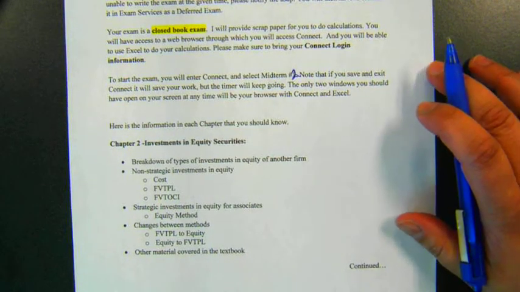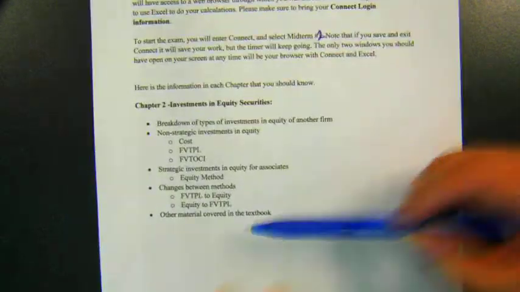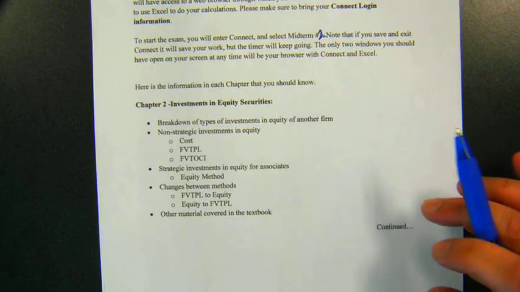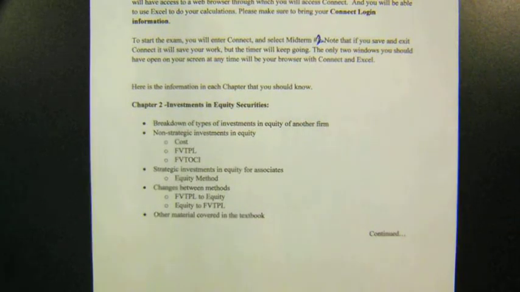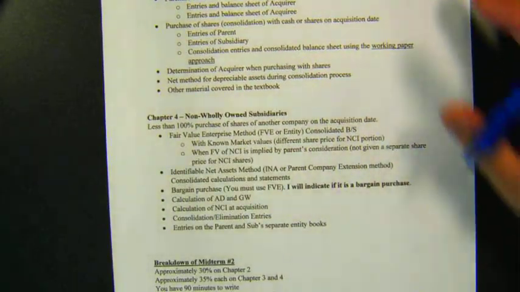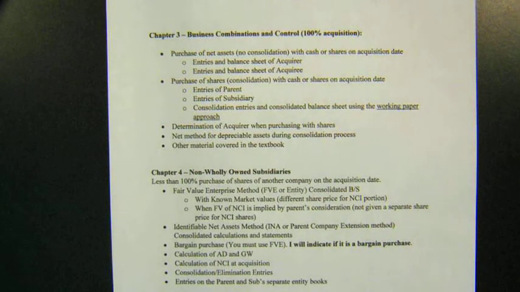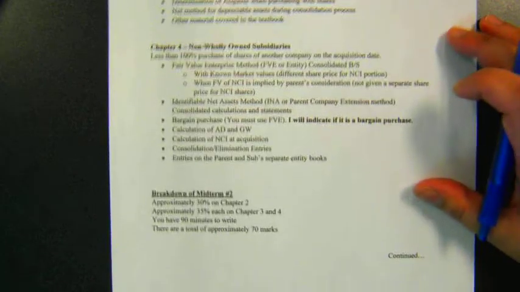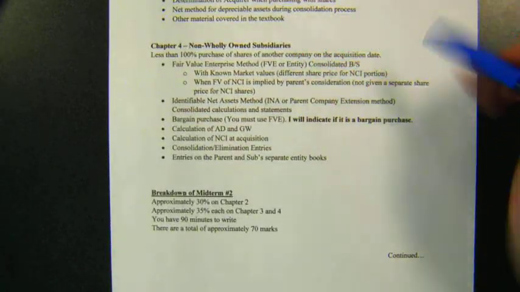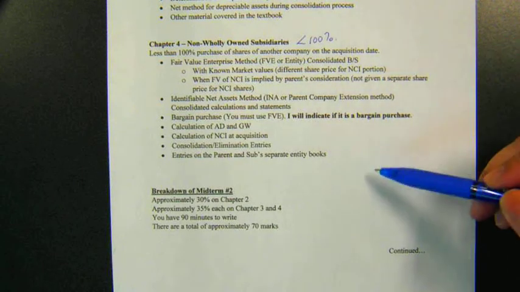So here's the information. Just chapters 2, 3, and 4. Nothing from 10, 11, and 12. Equity securities, so here's all the topics you need. And I'll change this on Blackboard. Chapter 3, business combinations, and it's all 100%. And then chapter 4, we're doing the questions from it today. It's going to be non-wholly owned subsidiaries, so it's less than 100%. That's everything you have to know.